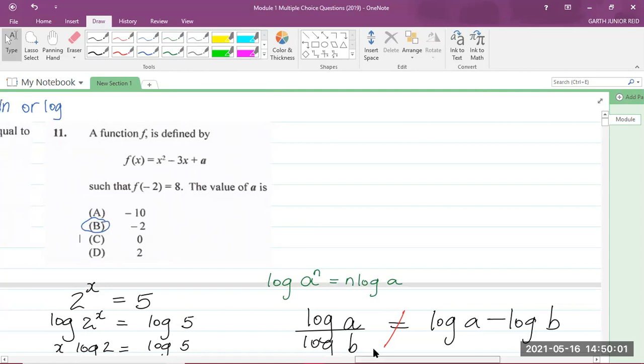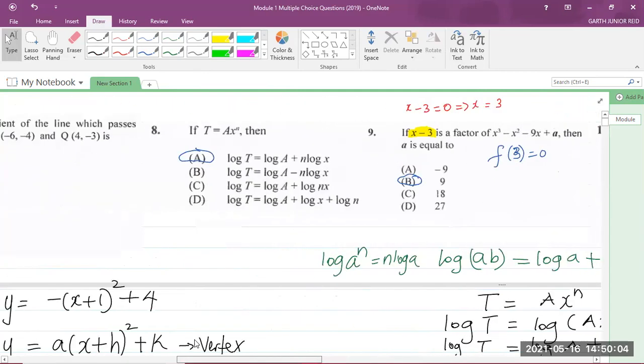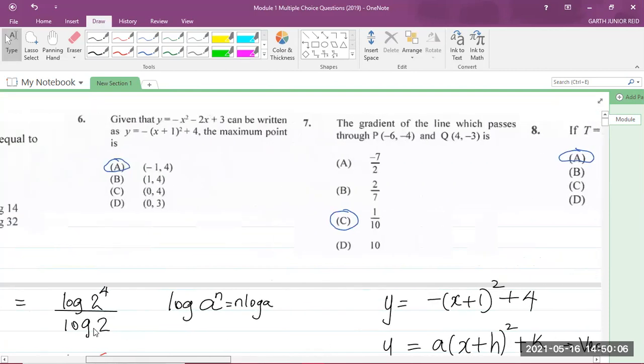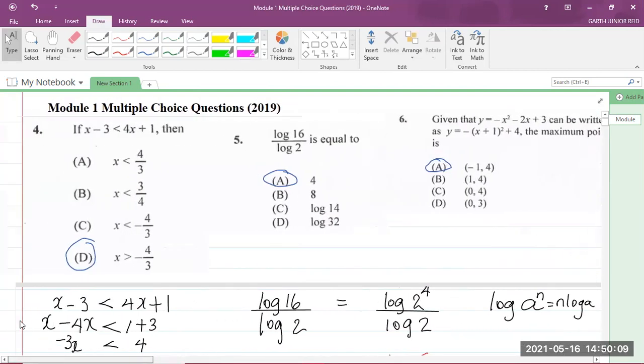All right, so those are the solutions for questions 4, 5, 6, 7, 8, 9, 10, and 11.